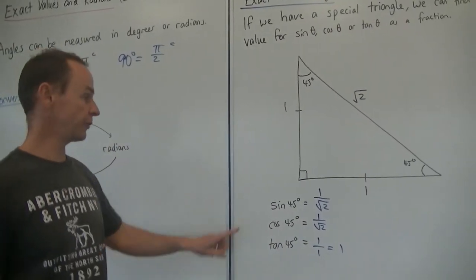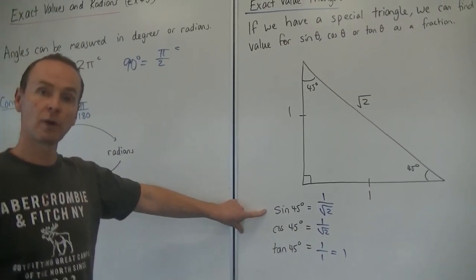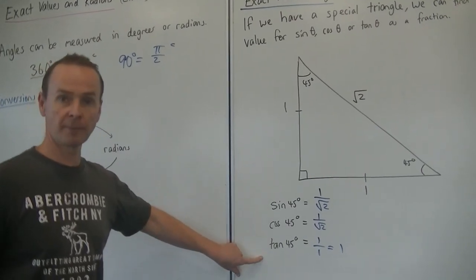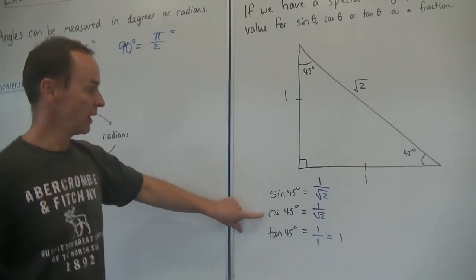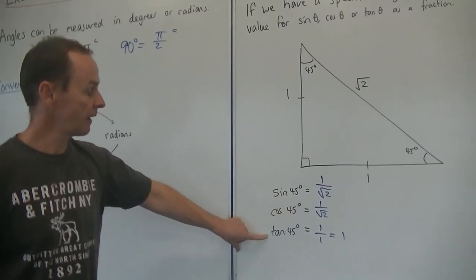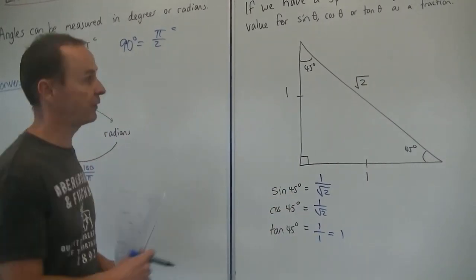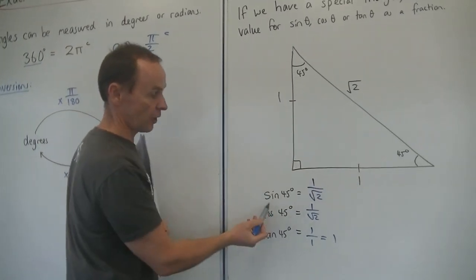So they are your first 3 exact value ratios that you need to remember, or you write them down in your notes anyway and you refer to them. So sine 45 is 1 over root 2, cos 45 is 1 over root 2, tan 45 is 1. And if you can remember this triangle, you'll be able to derive those for yourself.